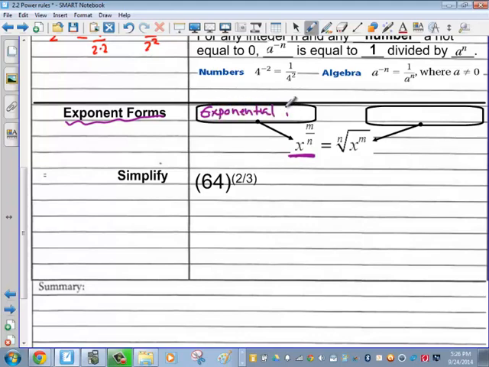Exponential form. Okay. Now, another form that is equivalent to this is called radical form. And whenever you see this thing right here, see this? That's a radical. So whenever you see that, that's radical form.